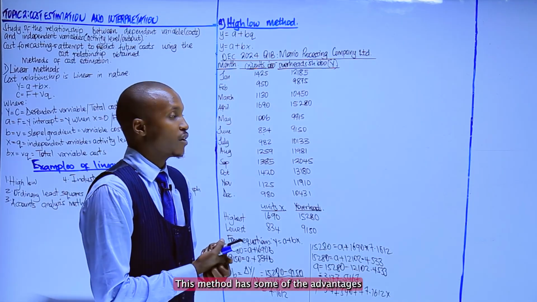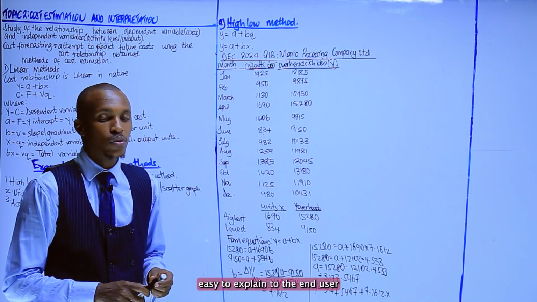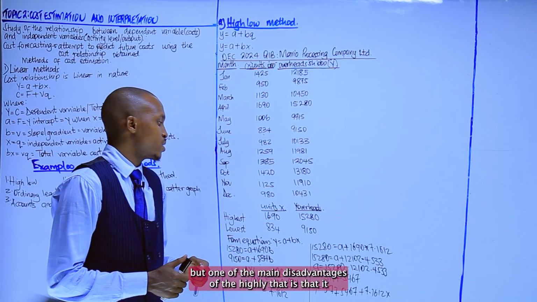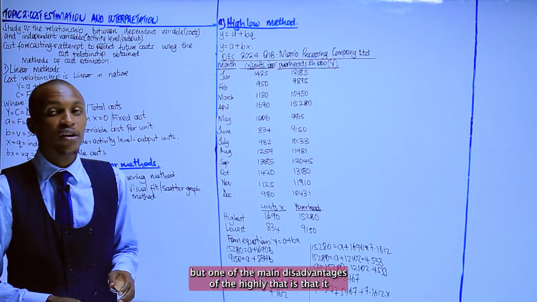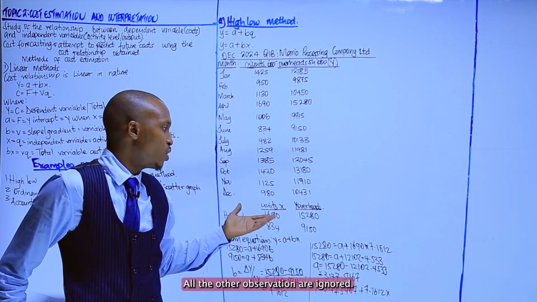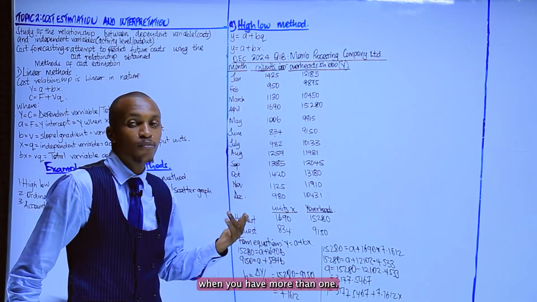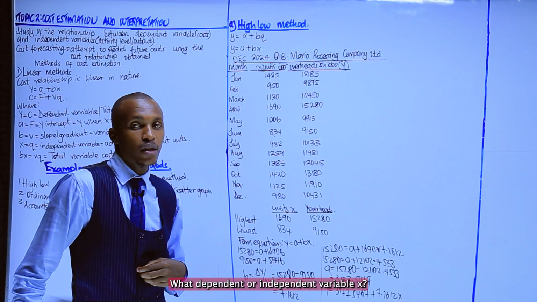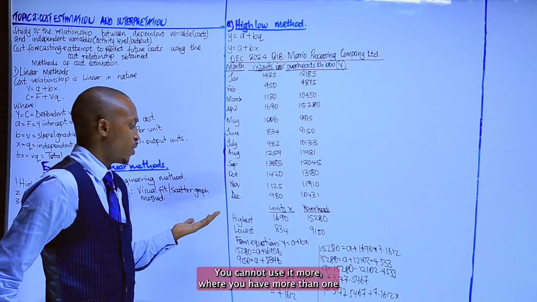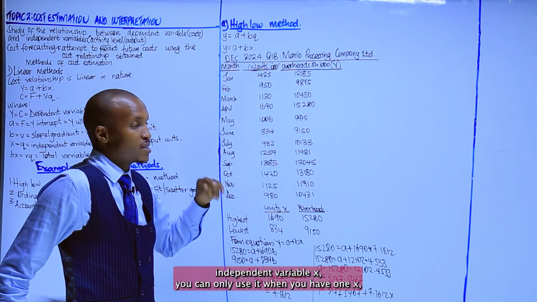This method has some advantages, such that it is very easy to explain to a user. Does not take a lot of time. But one of the main disadvantages of the high-low method is that it only considers two observations, which is the highest and the lowest. All the other observations are ignored. Another disadvantage of this method, you cannot use it when you have more than one independent variable X. You can only use it when you have one X.